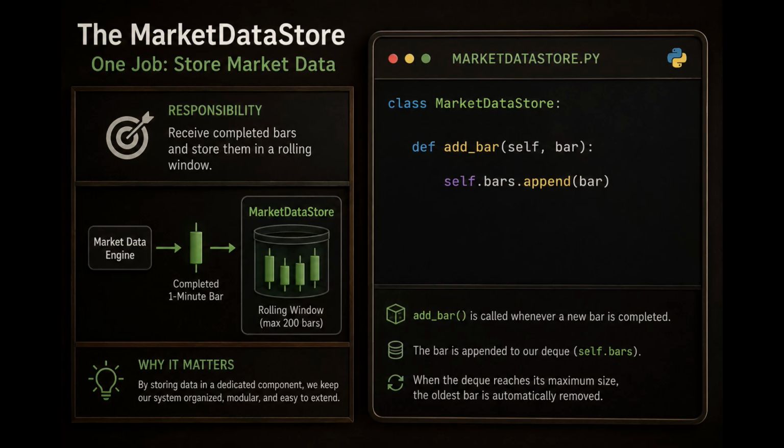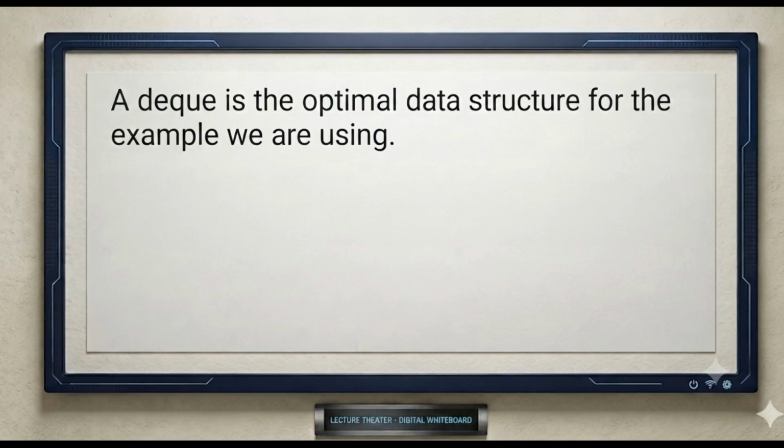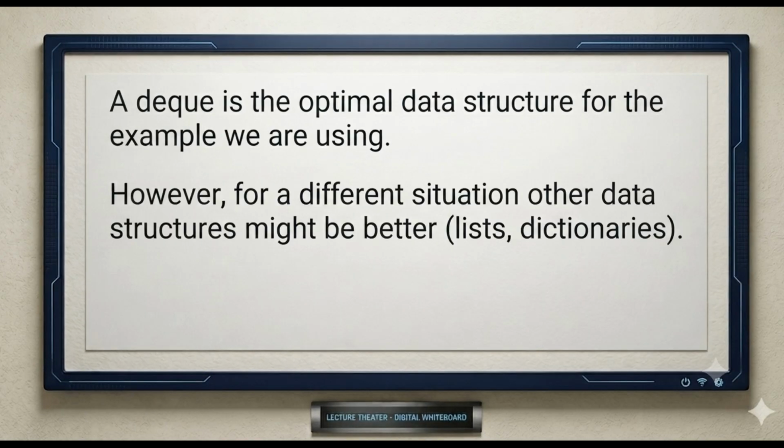In this example, we've chosen to organize our market data as 1-minute time bars. For this type of data, a rolling window implemented with a deque is an excellent choice. Of course, a trading system can process many other types of market data as well. As we'll see in later episodes, different types of information often require different data structures. The right choice always depends on the problem you're trying to solve. For now, our focus is on storing recent time bars efficiently, and for that, a deque is exactly what we need.